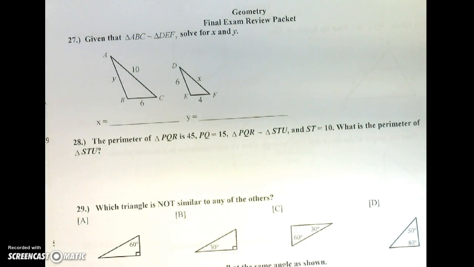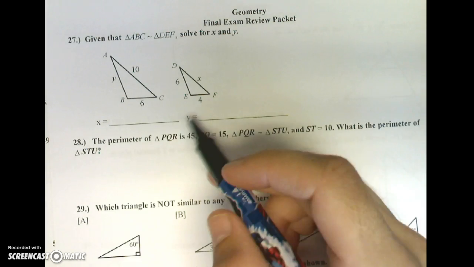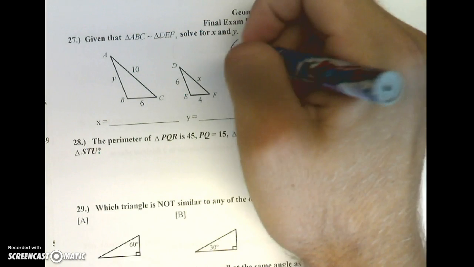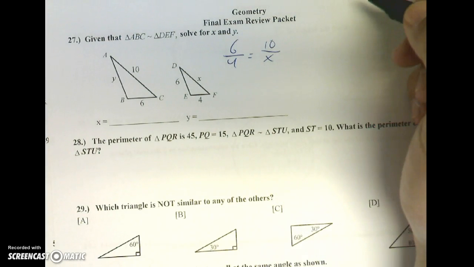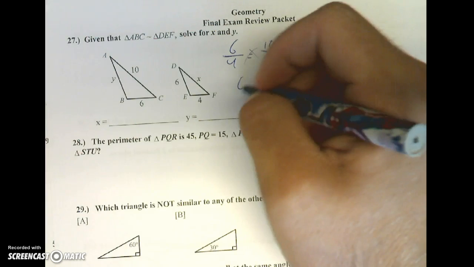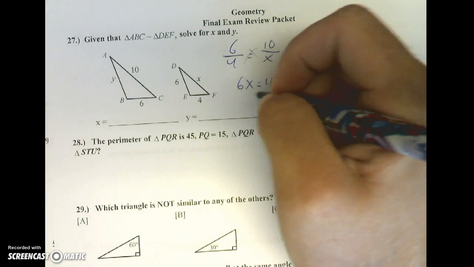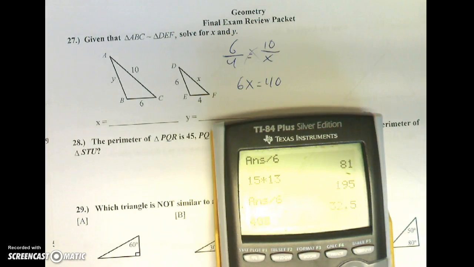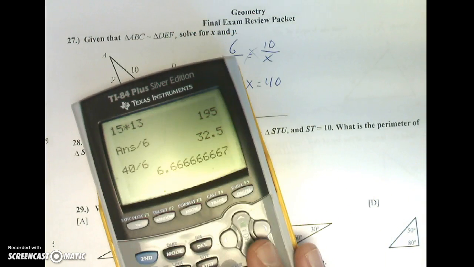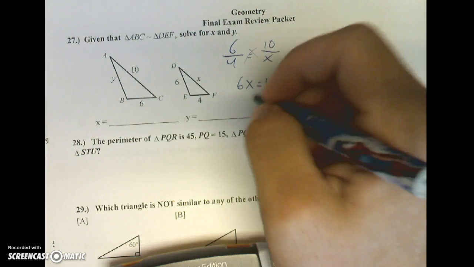Alrighty, moving on to page 5. Pardon me. Given that triangle ABC is similar to triangle DEF, solve for x and y. Alright, again, our setup ratio, 6 over 4 equals 10 over x. Okay, I can cross multiply this, 6x equals 40. 40 divided by 6. It's kind of hard to see that, 6.66.